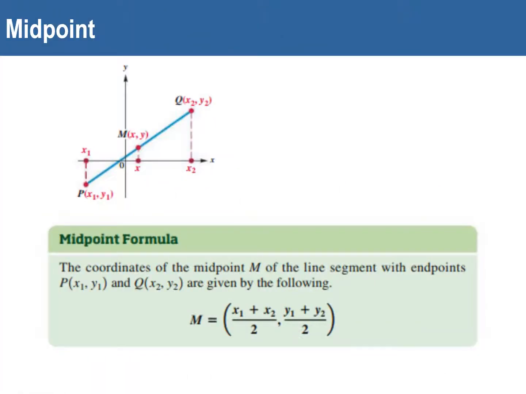Now, suppose I want the midpoint of a line that's not horizontal and not vertical. The x value of the midpoint is the average of the two x values. So it's (x1 plus x2) divided by 2. And the y value of the midpoint is the average of the y values, or (y1 plus y2) divided by 2.